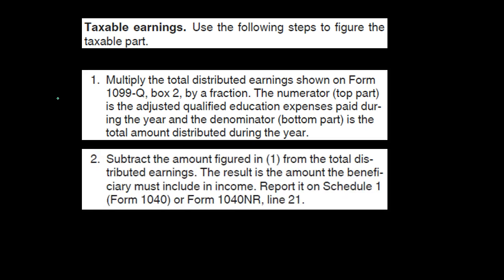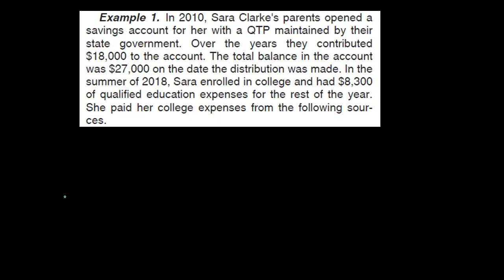Number 2, subtract the amount figured in 1 from the total distributed earnings. The result is the amount the beneficiary must include in income. Report it on Schedule 1, Form 1040, or Form 1040-NR, line 21.